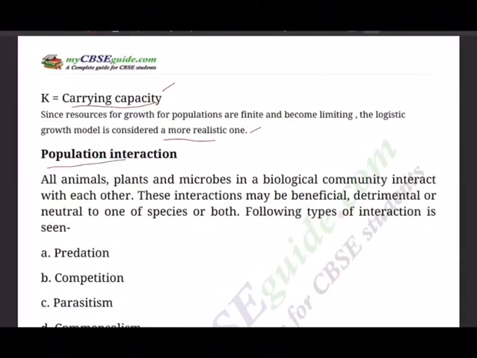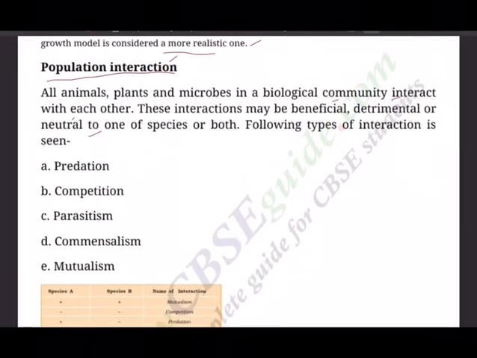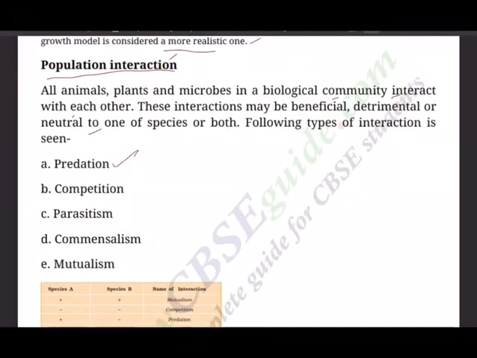And what about population interactions? We said organisms to organisms. All animals, plants and microbes in a biological community interact with each other. These interactions may be beneficial (plus), detrimental (minus), or neutral (zero) to one of the species or both. So that means it can be plus, or zero, or plus plus, or zero zero. The following types of interactions are seen in a given ecosystem. What are those? Predation, competition, parasitism, commensalism, mutualism.